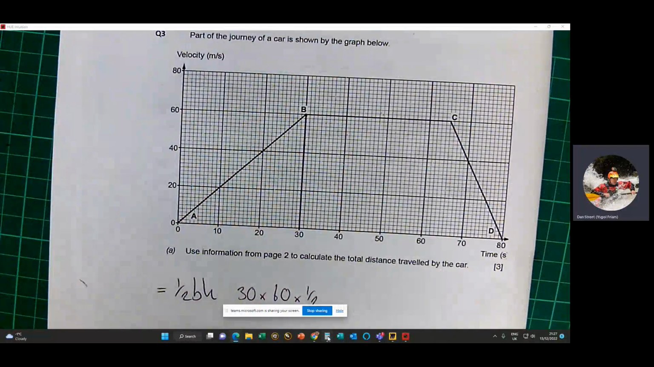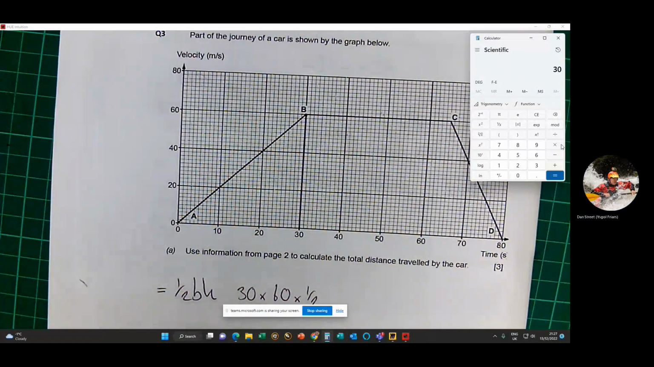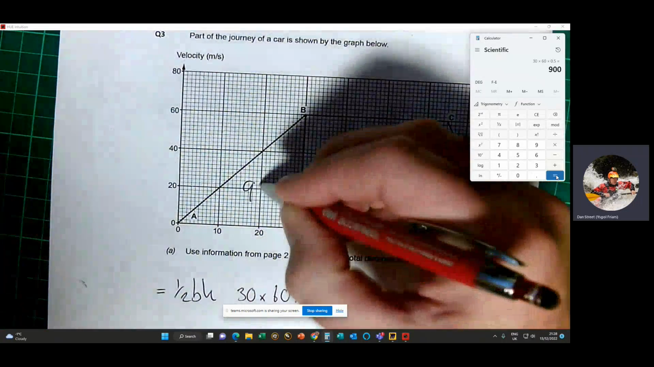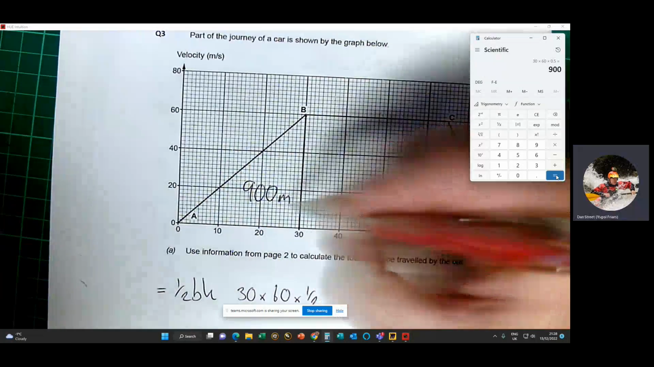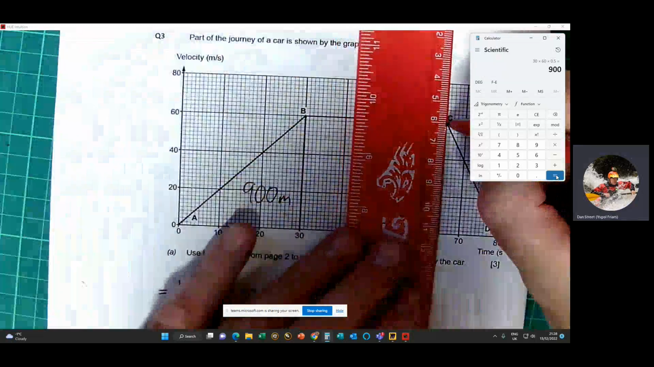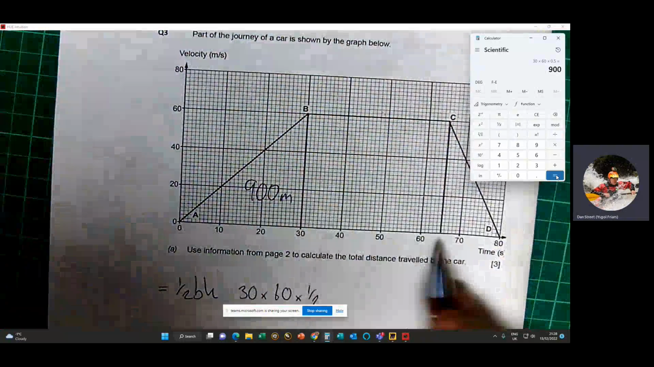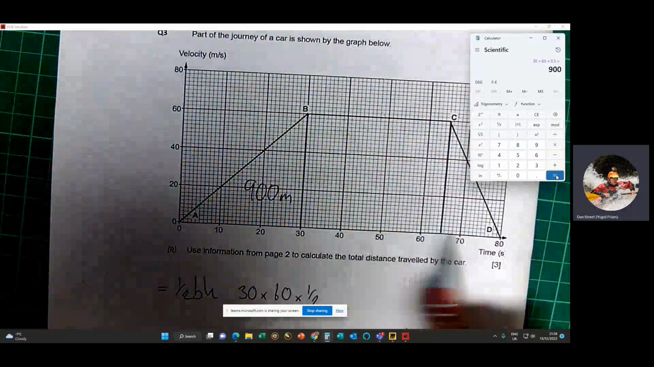If we put that into a calculator, it gives us 30 times 60 times 0.5, which is the half. So that's 900 meters for that part of the journey. The second part of the journey is a simple rectangle. And the area of a rectangle is the width of the base times the height.